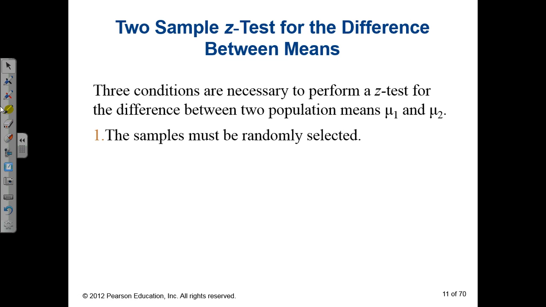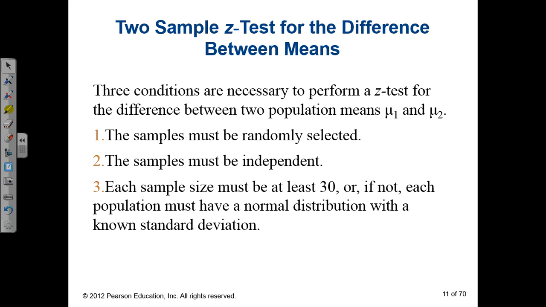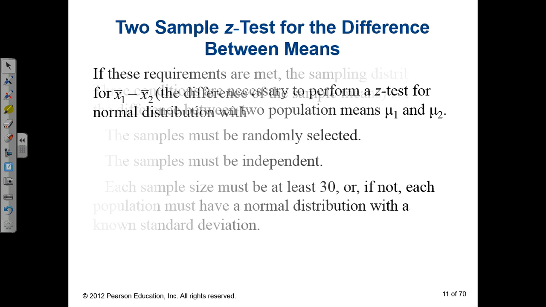So to do a two-sample z-test for the difference between means, the three conditions that must be met are the samples must be randomly selected, the samples must be independent of each other, and each sample size either must be at least 30 or the populations must be normally distributed with a known population standard deviation.